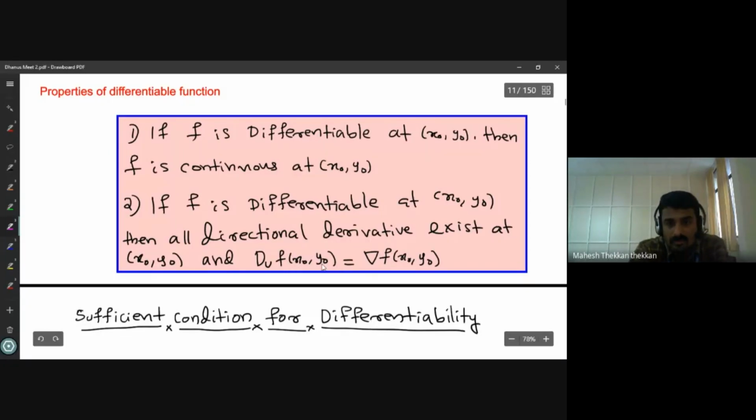So in order to have the equality, the function has to be differentiable at (x0, y0). Then only we can write the directional derivative D_u f at (x0, y0) is equal to del f at (x0, y0) dot u.